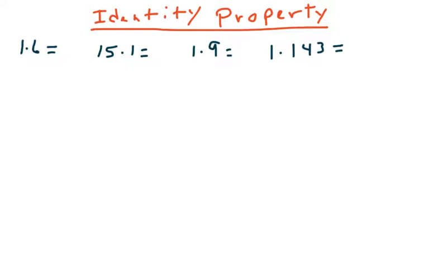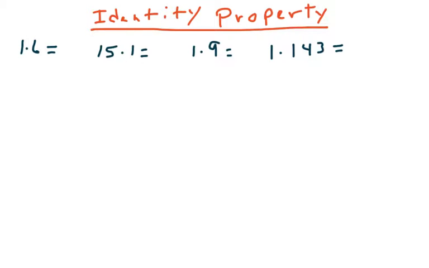Well, thank you for working those problems. Let's go on and talk about the identity property. You have the commutative, the associative, and the distributive property. Well, this is another property. A property is something that's always true. Never fails, it's always true.